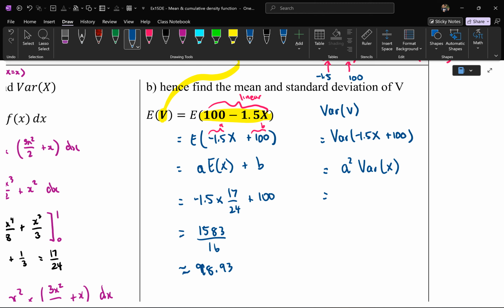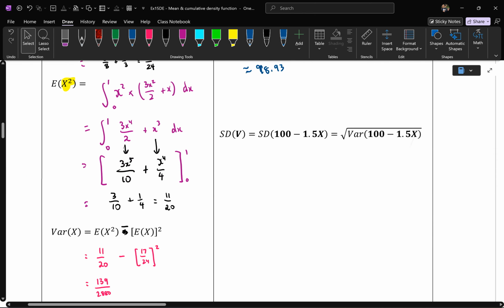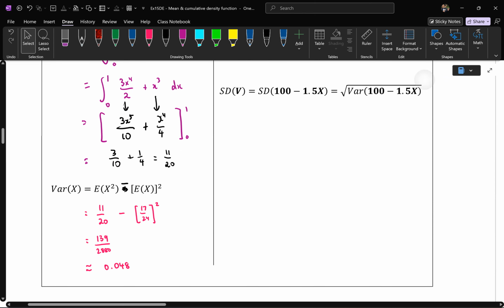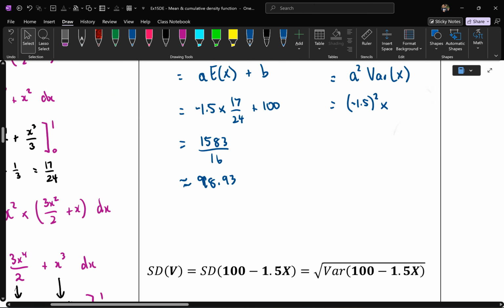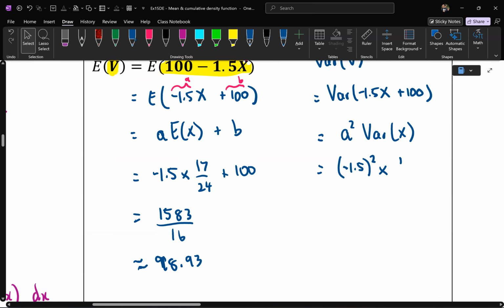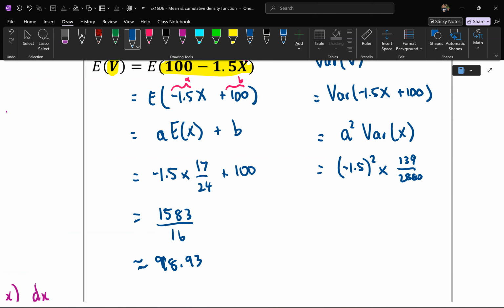Variance version. You only need the dilation factor a, so it should be negative 1.5 squared times the variance, which we calculated before, was 1392880. Use exact values in your calculations. Only round at the end.